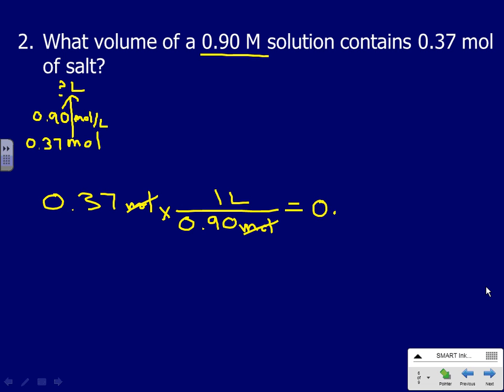0.41 liters. And if our measuring device was in milliliters, how many milliliters would that be? Now, this isn't a big deal. I just want us to think if we can go backwards the other way. How many milliliters is this going to be? 410 milliliters. Not required, but just be able to do it.